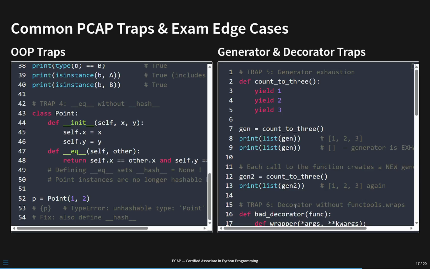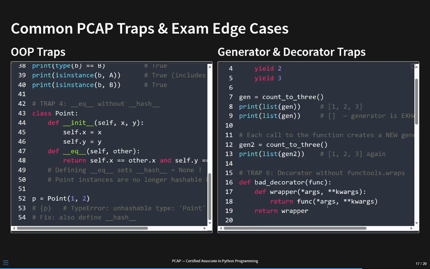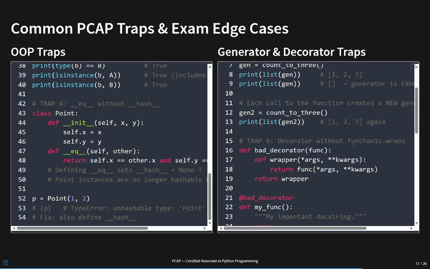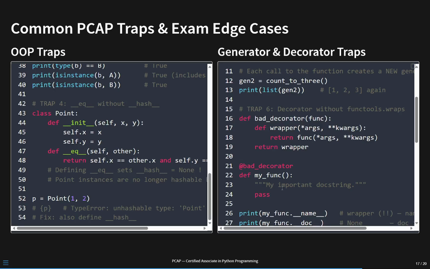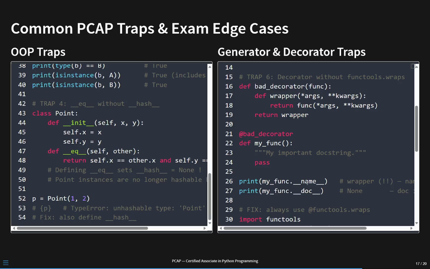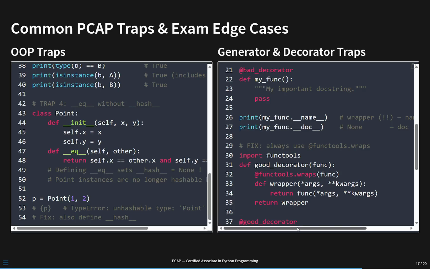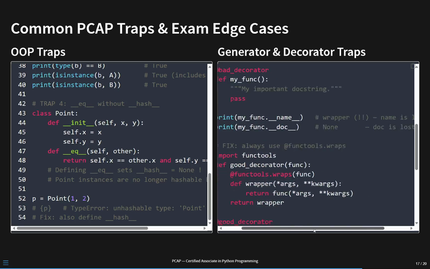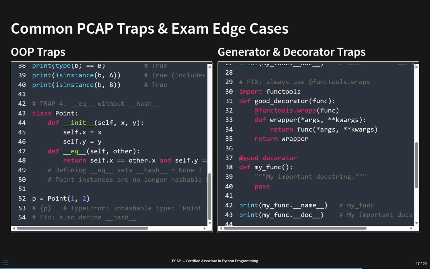Missing @functools.wraps. A decorator without @functools.wraps replaces the decorated function's __name__ with wrapper, and wipes its __doc__. This breaks documentation tools, stack traces, and any code that inspects function metadata. The exam explicitly tests whether @functools.wraps is required.